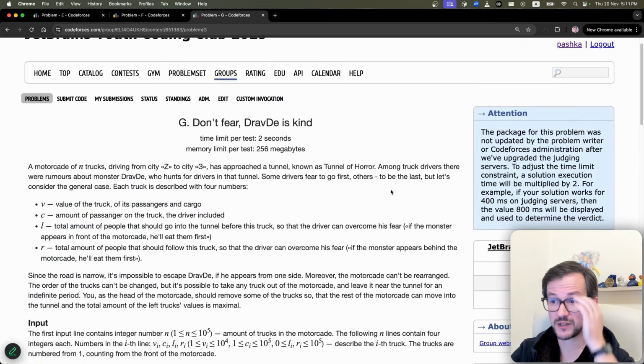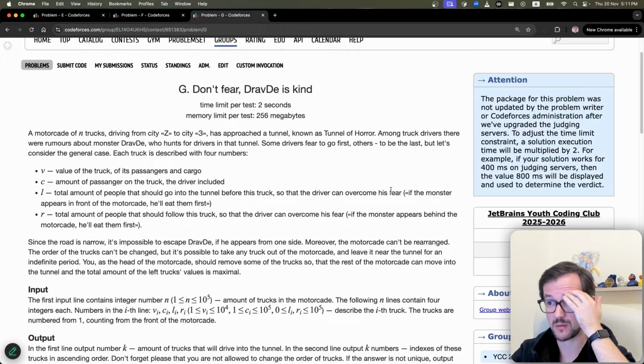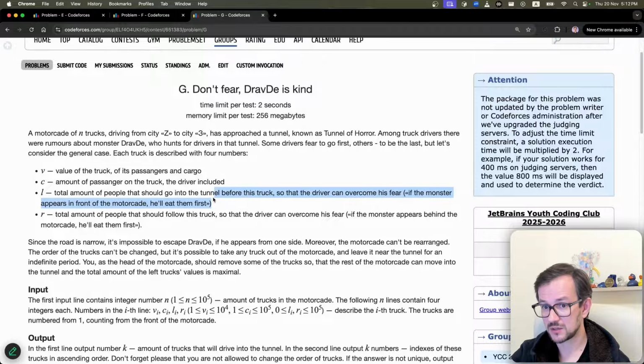Problem G, I misread it on the first try. When I first read this problem, I misread it. I was thinking that the total amount of people should go into town before this truck. I thought that before my truck, I should have at least L people. So if I have more than L people, it's still okay because it fits the story. If I have more people, the driver should be less afraid, just based on the story. But okay, it's not how competitive programming works.